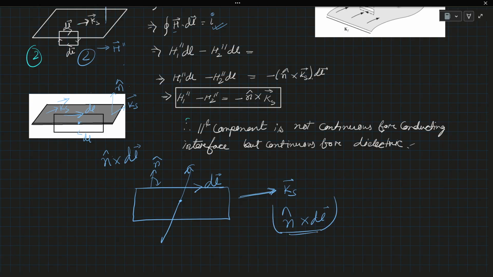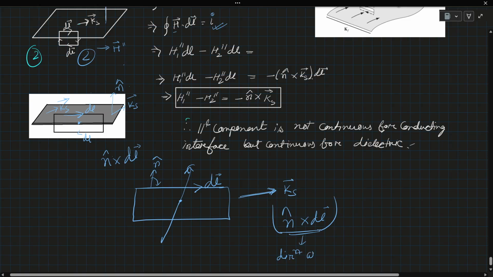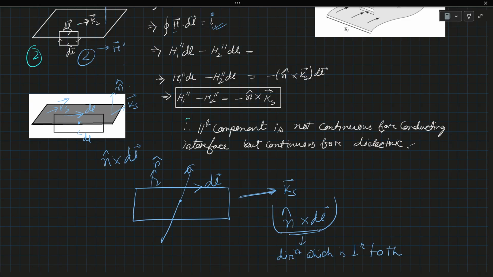what is this giving us? This is giving us the direction which is perpendicular to the loop, the Amperian loop. Now again, Ks was what? Ks was the surface current direction.